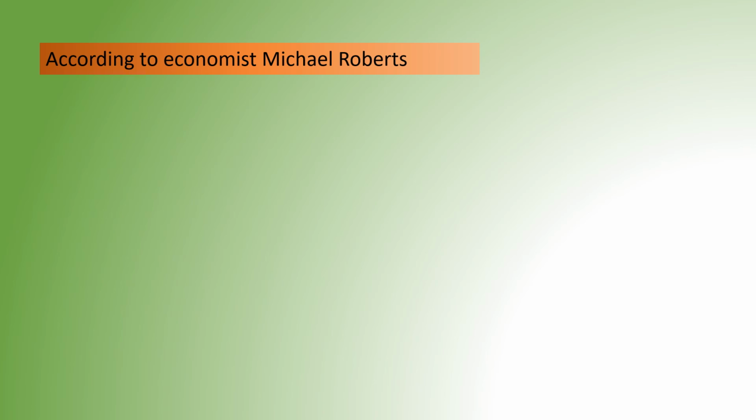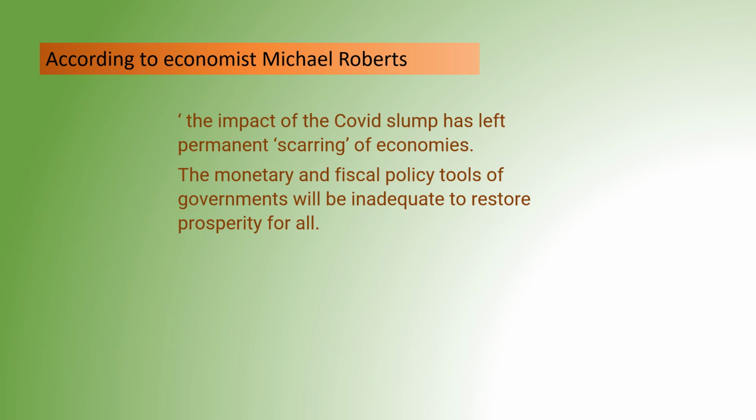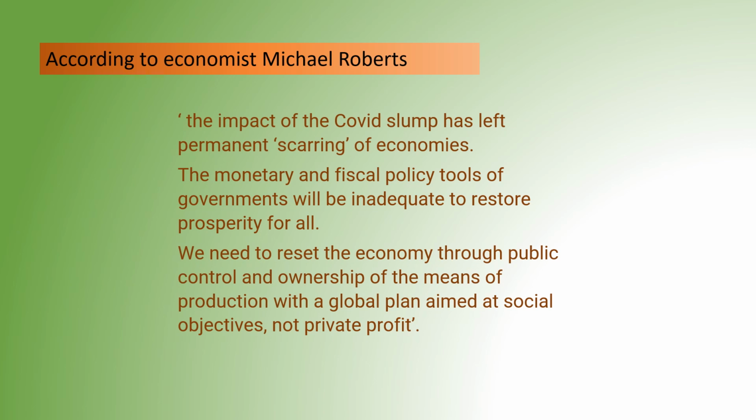To end this session, let's very briefly look at what Marxist economist Michael Roberts has to say. COVID has left permanent scarring of economies. The policy tools of governments will be inadequate to restore prosperity for all. We need to reset the economy through public control and ownership of the means of production, with a global plan aimed at social objectives, not private profit. We'll be unpicking what that could mean later in the course.